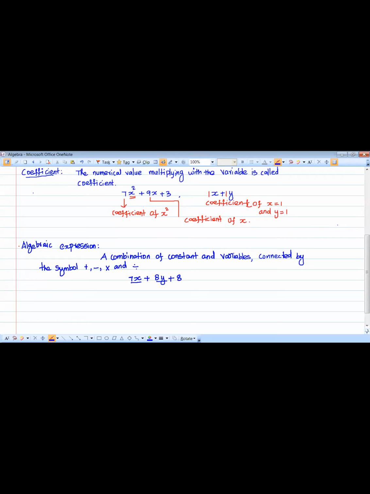Got the point? Sir, algebraic expression is a combination of constant and variable which do not have an equal sign. Very good. So which do not have an equal sign. If an equal sign is there, then that is called algebraic equation. Got the point? Good. So 7x plus 8y plus 8. So here 7x is the combination of 7 and x, 8 and y. This is 8. So we are using addition symbol to put them all together.